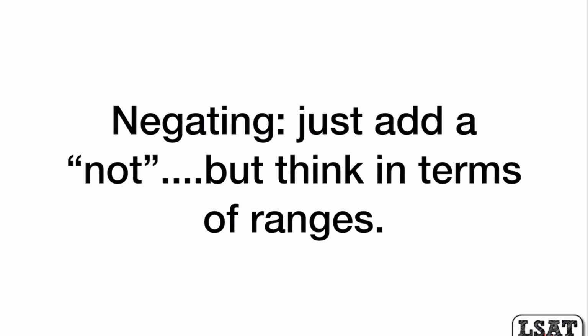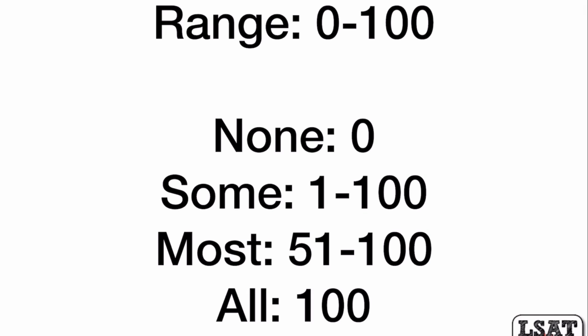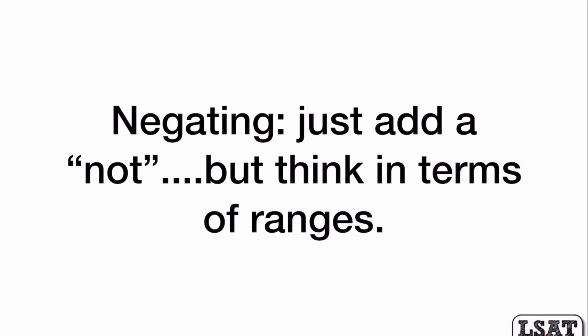And this also makes it easy to negate. Negating means just adding a not to a statement, but think in terms of ranges. So here are these numbers again. Now let's say I want to see the negation of none. By the way, by negation, I mean making something false, but in the slightest way.